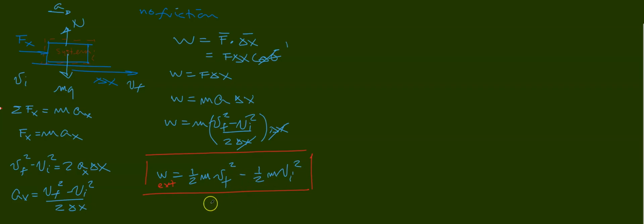And this quantity, 1/2 m v squared, we define as the kinetic energy of the system. This is energy that exists because there is speed. So we have that the external work is equal to the change in kinetic energy, kinetic final minus kinetic initial. This is one way in which work can affect a system: by changing its kinetic energy.